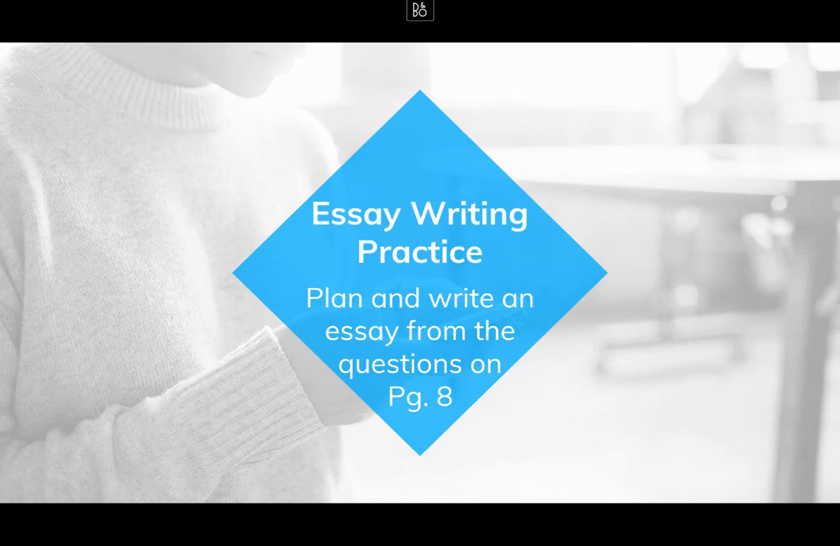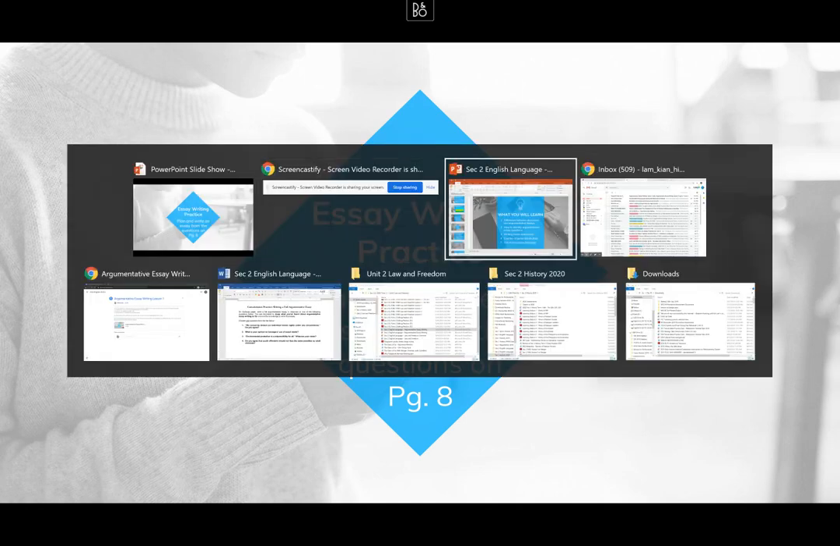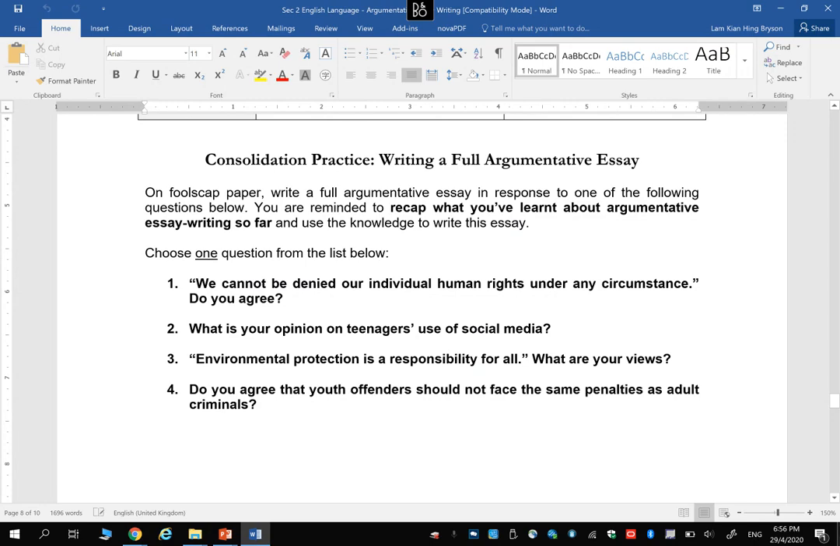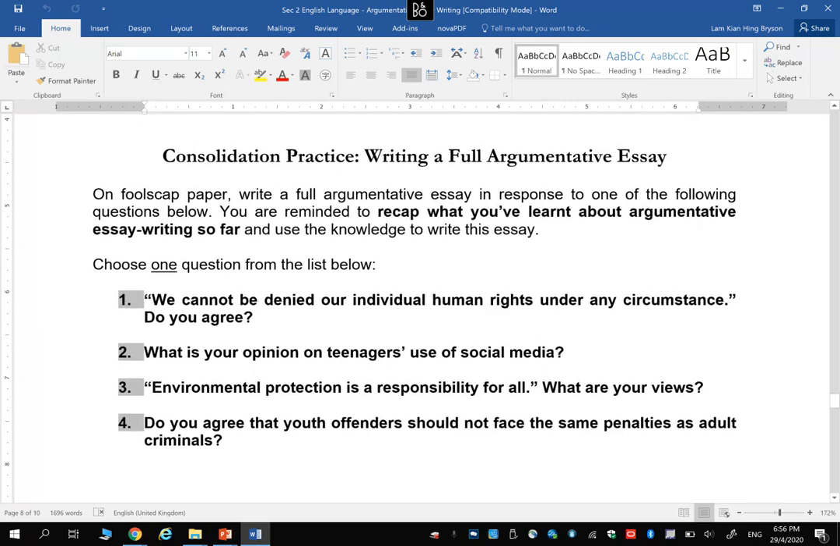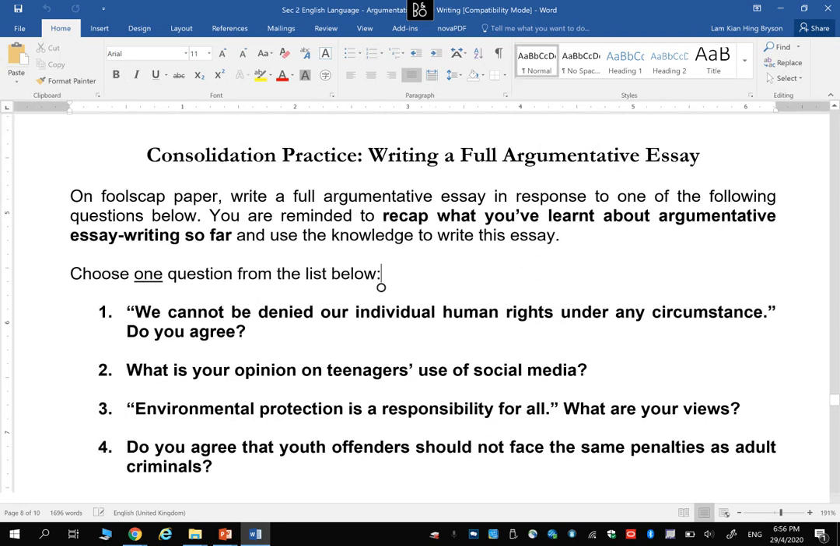Okay, now, so what you'll be doing as your holiday homework, over May, would be to attempt an essay writing practice. Now, if you look at your worksheet page 8, you will need to plan and write an essay from the questions on page 8. Okay, so let's take a look at the worksheet more closely. Okay, so this is the worksheet that we're talking about. You will need to write a full argumentative essay. All right. Now, what I want you to do, take 1 minute to skim through the 4 questions first.